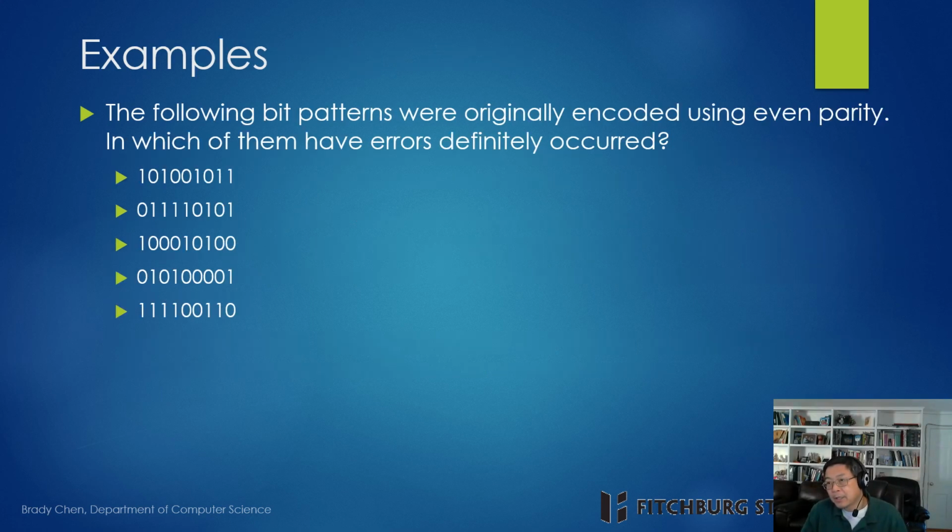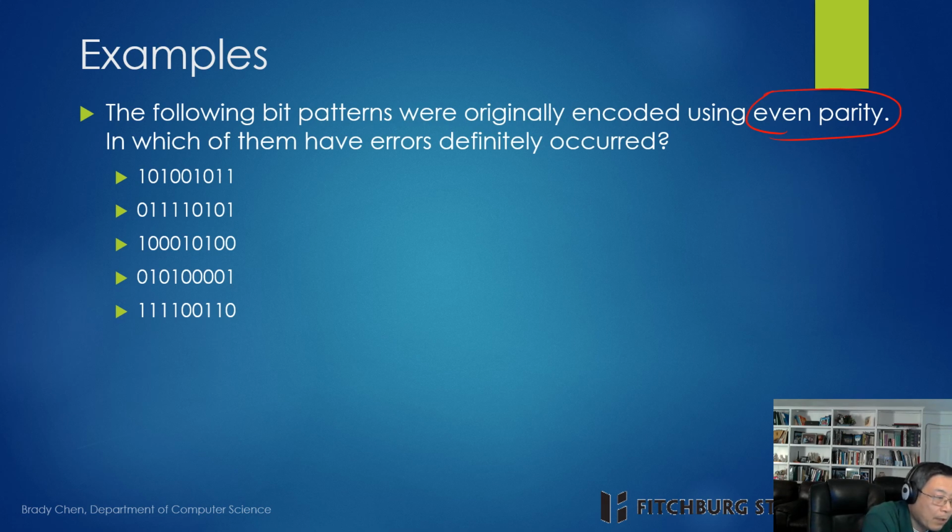Okay, here are some examples. The following bit patterns were originally encoded using even parity. Remember, it's even parity. In which of them has an error definitely occurred? Okay, let's take a look. I'm going to answer the first 2 questions, and you can finish up the rest of these questions.